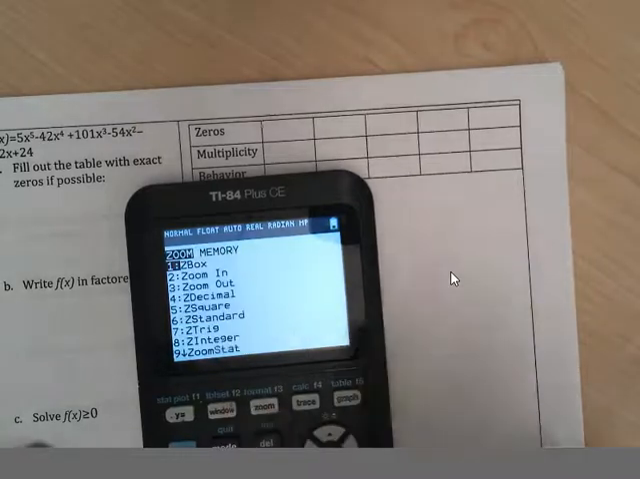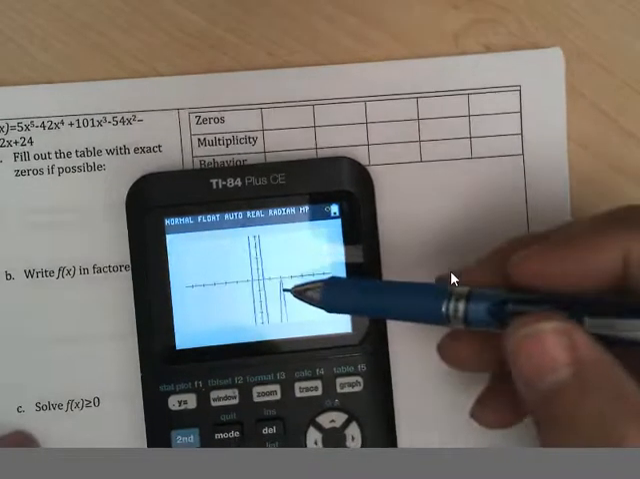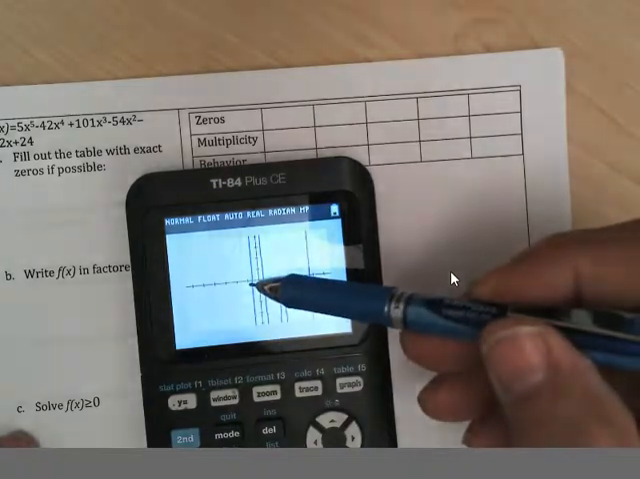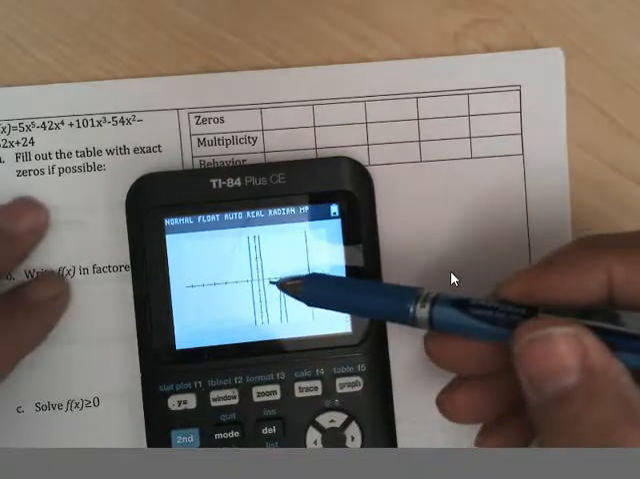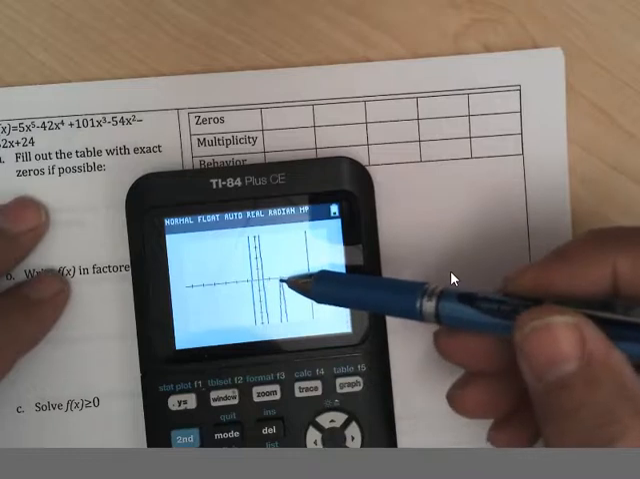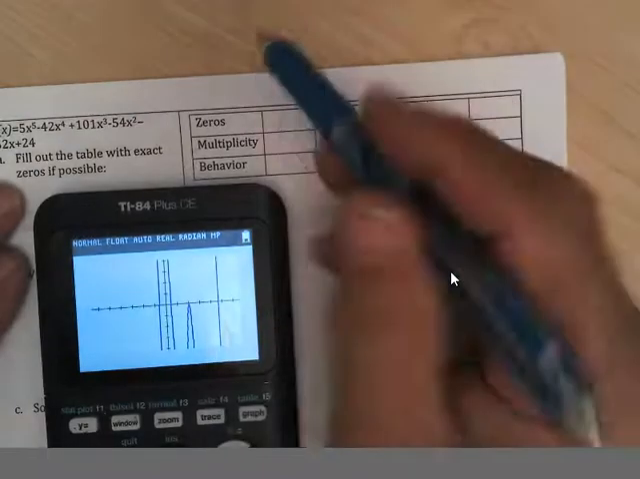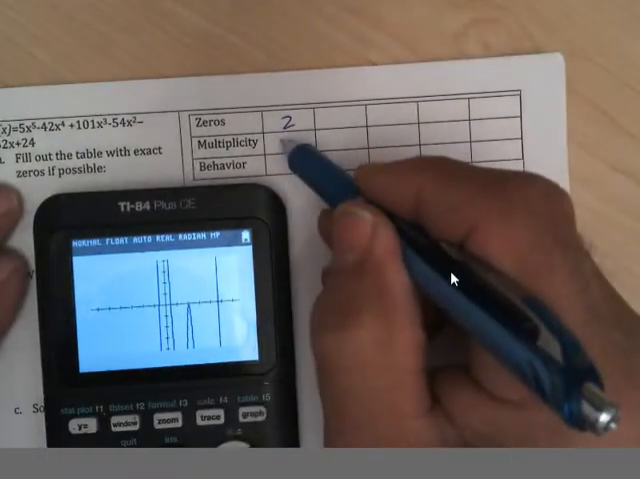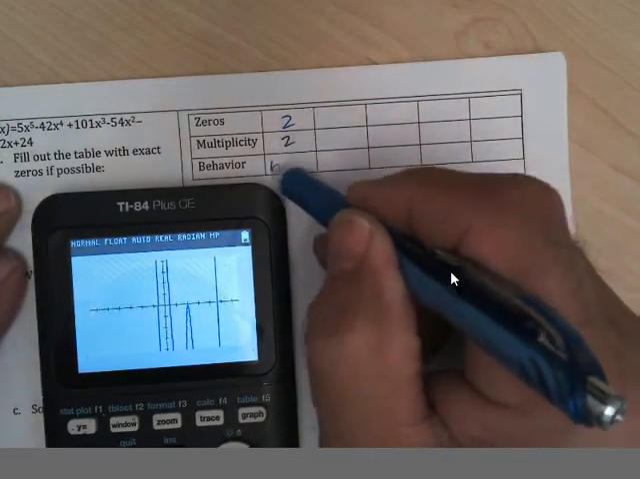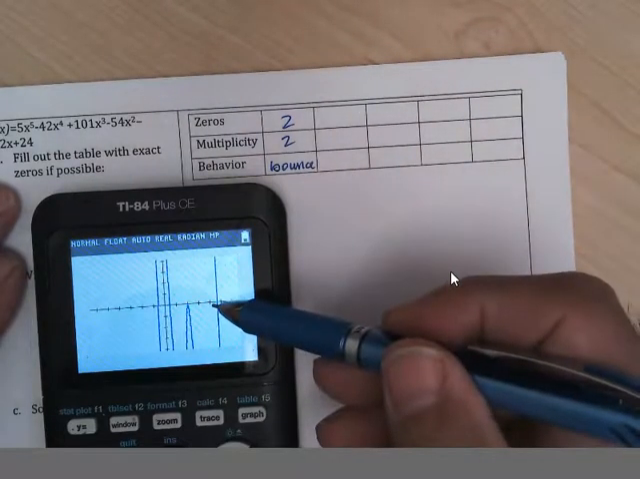Okay, so let's go zoom 4. That'll be a little closer, a little better view. Looks like we might have a minus a half. Not sure about that one, and something between 0 and 1. But it does look like at 2 there is a bounce. So I'm going to go 2 with a multiplicity of 2 because of the bounce. And it goes through someplace here.